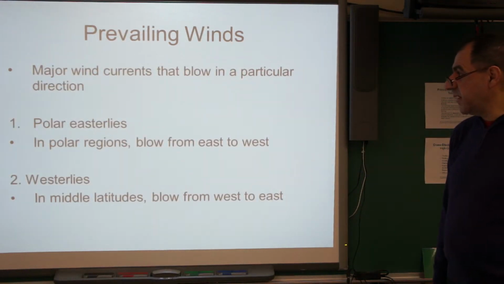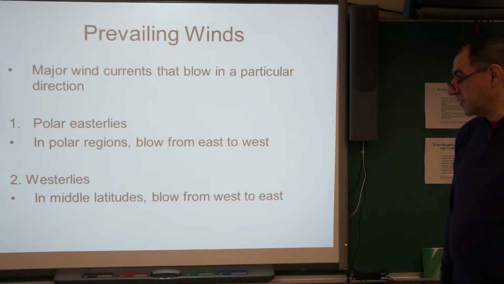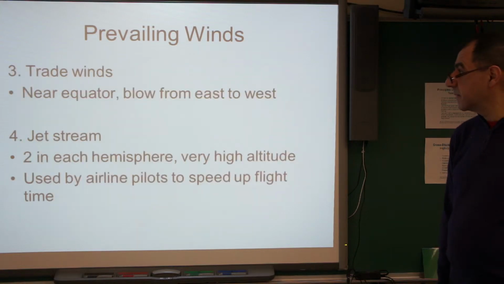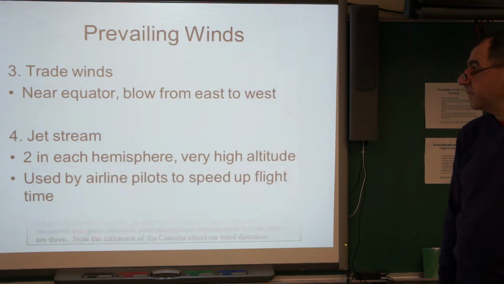Prevailing winds, major wind currents that blow in a particular direction. Polar easterlies: in the polar regions, wind blows from east to west, and the westerlies in the middle latitudes blow from west to east. Trade winds are near the equator, blowing from east to west. And then there is finally a jet stream, two in each hemisphere, at very high altitude, and it's used by airline pilots to speed up flight time.